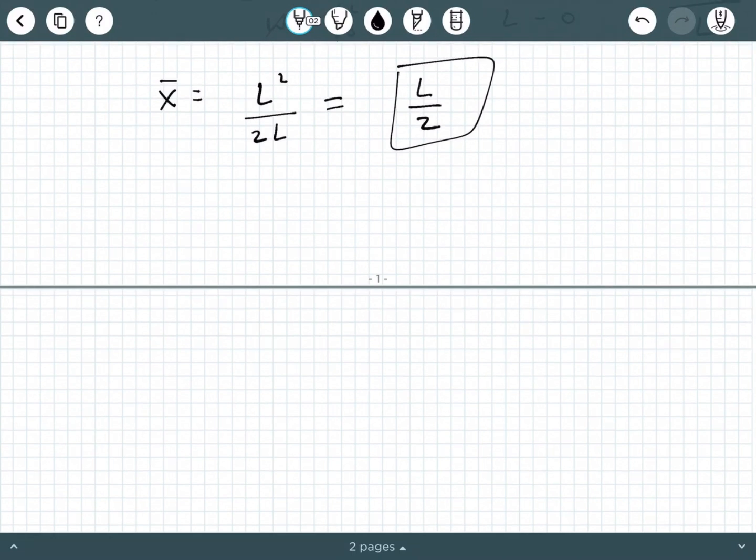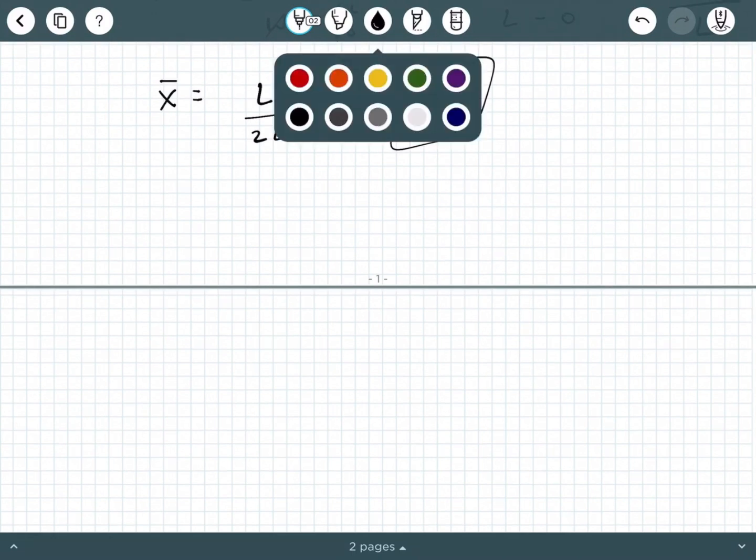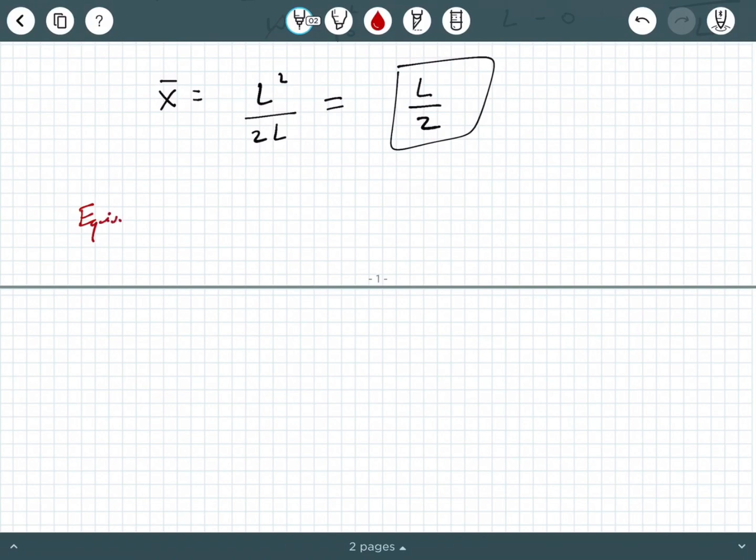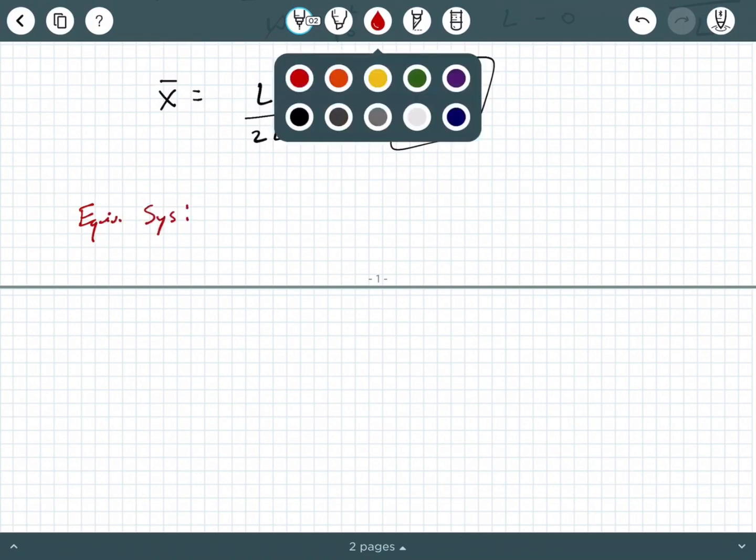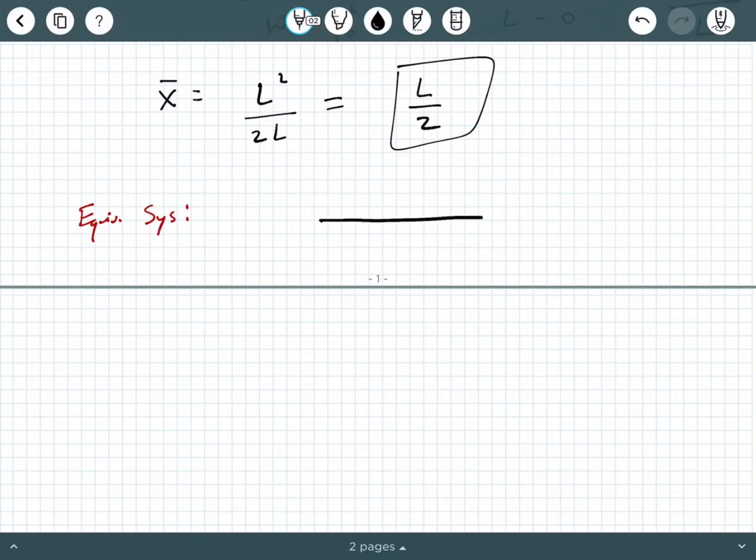So what that is telling us is that our equivalent system looks a lot like this. We have our force here equal to WL, and then it is located at the exact middle of that load distribution.